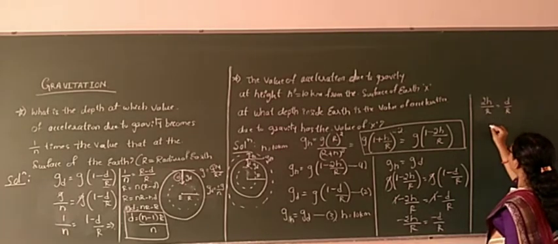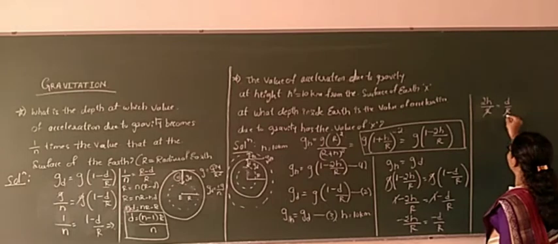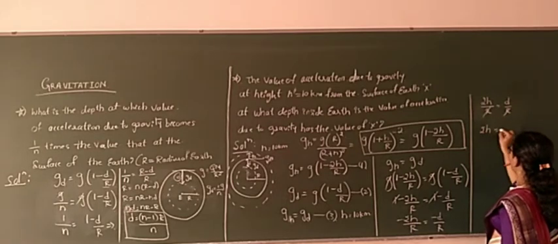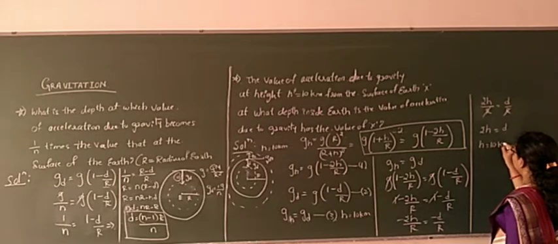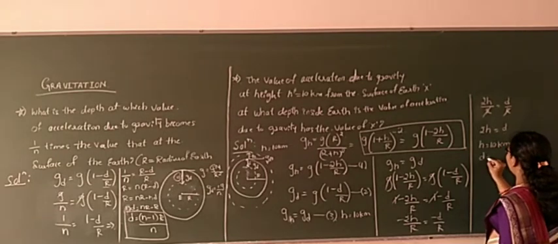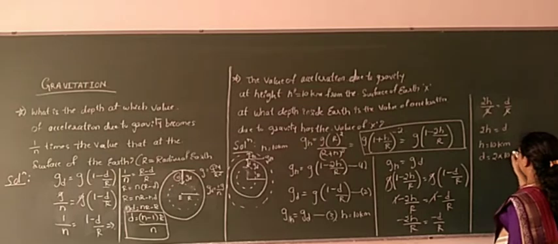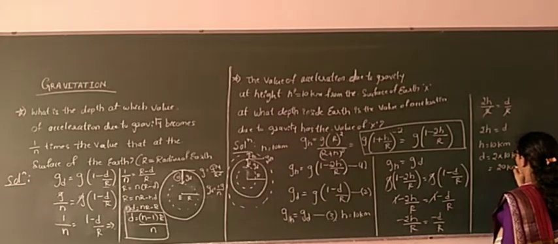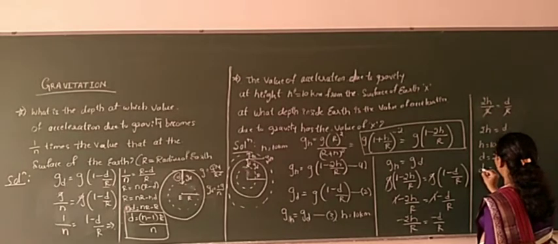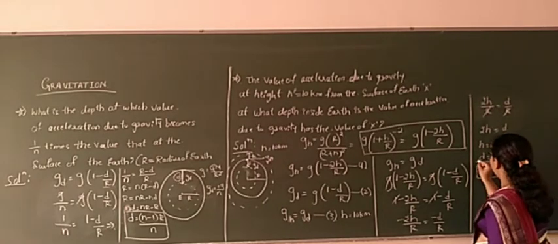So what will happen here? R and R will also get cancelled. Remains with 2H is equal to D, where H is given as 10 kilometer. So what is happening here? 2 into 10 kilometer, so 20 kilometer, where the depth. So depth is what about? This is of 10 kilometer.